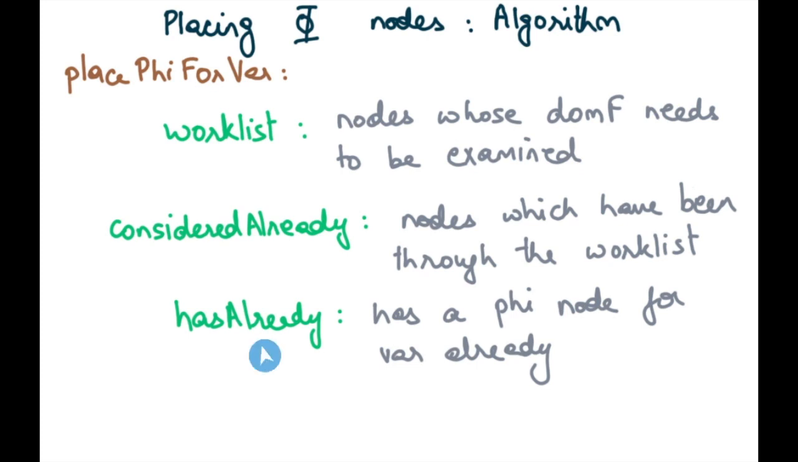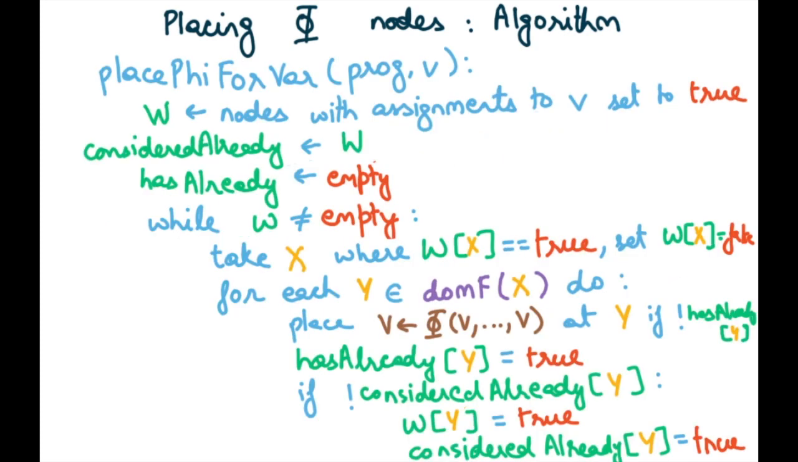And finally, I'll maintain a set called has already, which are nodes that already have a phi node for the variable in the program. Because these nodes already have a phi node for the variable, I don't need to place another phi node in those nodes of the program. And that's because of the property that I need at most one phi node for a given variable at a particular basic block. So this is my high-level pseudocode of the algorithm.